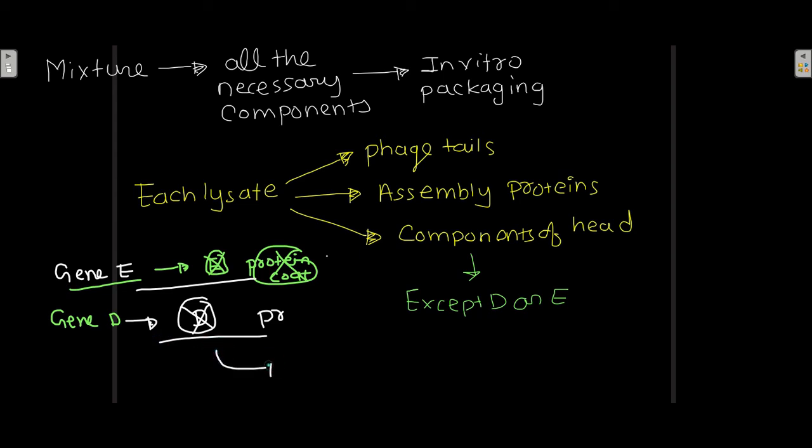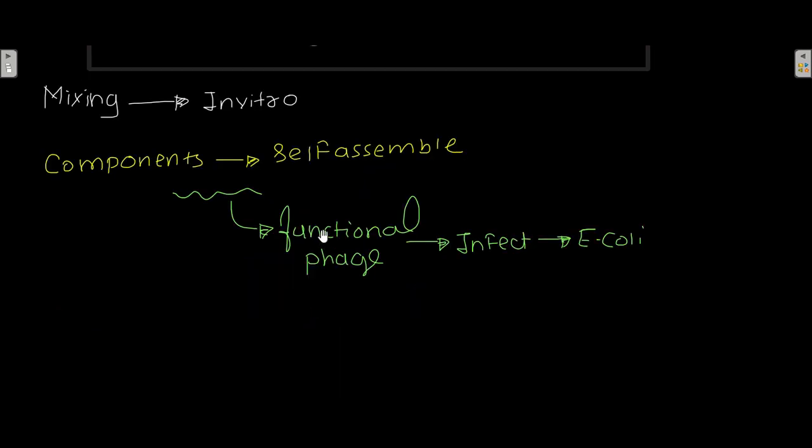But after making cultures of both of these, you mix them, and now in the solution you have E proteins, you have D proteins, and you have all the other necessary proteins which will be required for the formation of the capsid. Now your recombinant DNA you will put in this mixture, and that is how it will be packaged in vitro with the help of all these proteins. Although the mixing is done in vitro, the components will self-assemble and produce a functional phage that can infect E. coli.